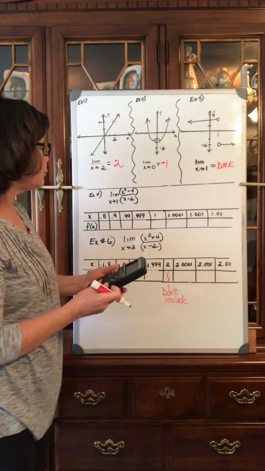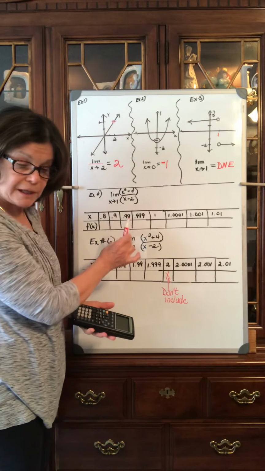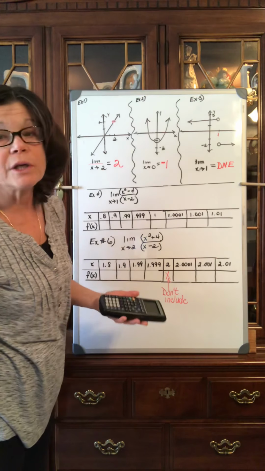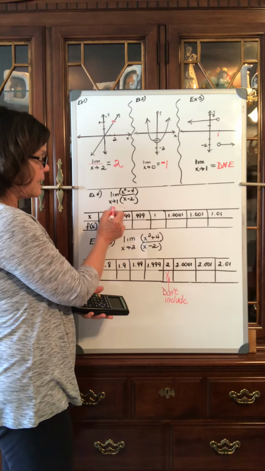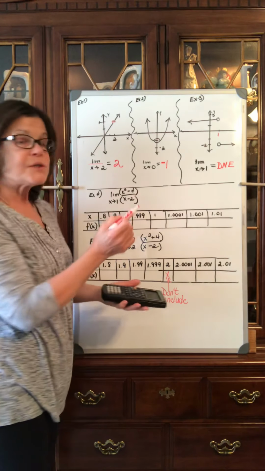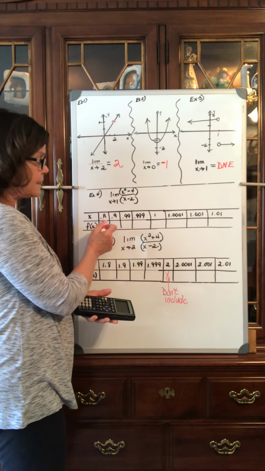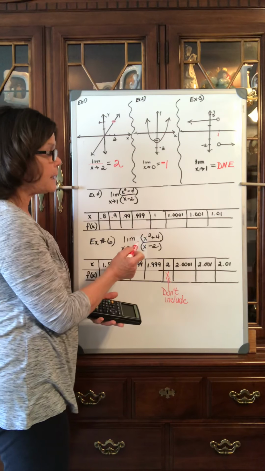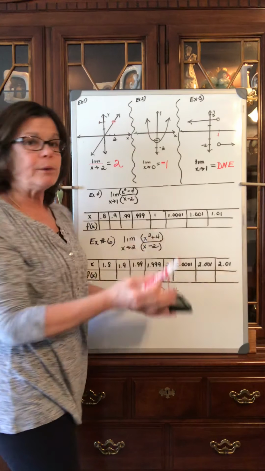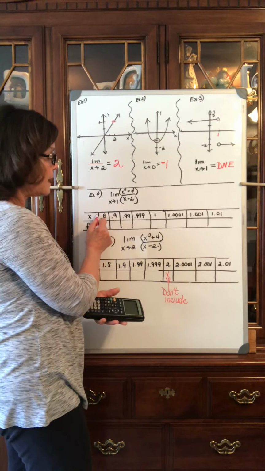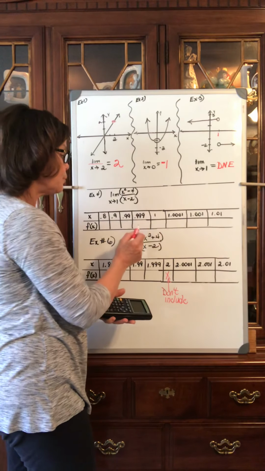So for example number 4, if you're evaluating a limit algebraically, you can use your graphing calculator. So for this, we're looking for the limit of this function as x approaches positive 1. So what I did is I set up a chart with values that are less than 1, getting closer and closer to positive 1, and values that are greater than 1, getting closer and closer to positive 1. So if we were looking at this on a graph, this would be our x values getting closer to 1 from the left. This would be our x values getting closer to 1 from the right.